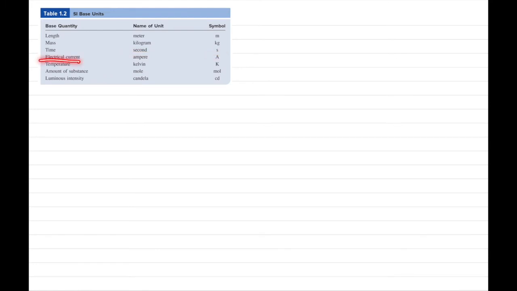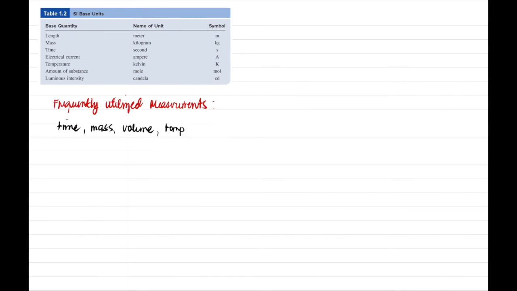For electrical current, base unit is ampere with the symbol of capital A. For temperature, the base unit is Kelvin with the symbol of capital K. For the amount of substance, the base unit is mole with the symbol of small letter mol. And lastly, for luminous intensity, the base unit is candela with the symbol of small letter Cd. Measurements that we utilize frequently in chemistry, physics, and even in biology include time, mass, volume, and temperature.